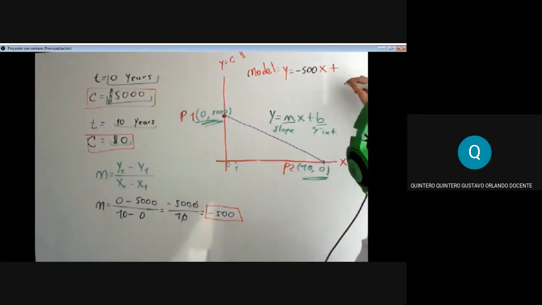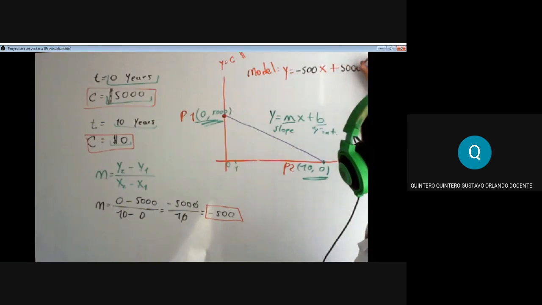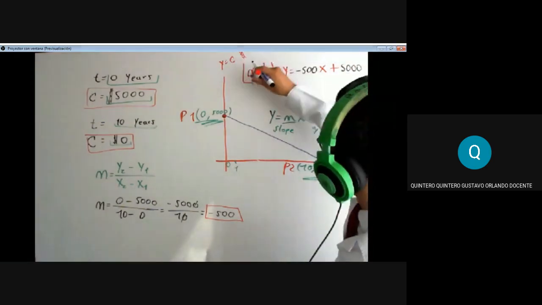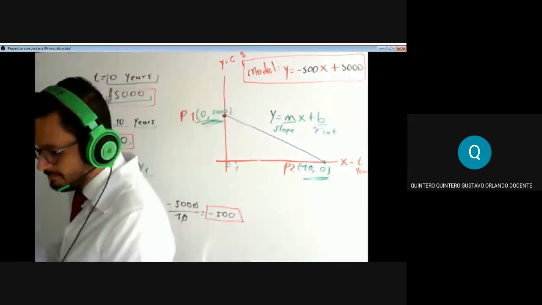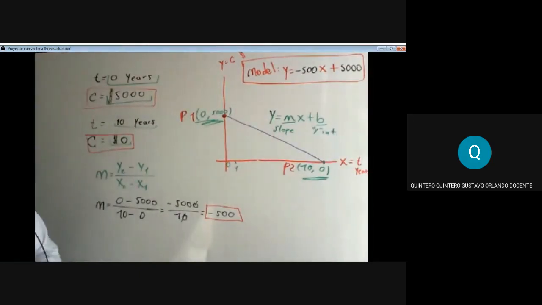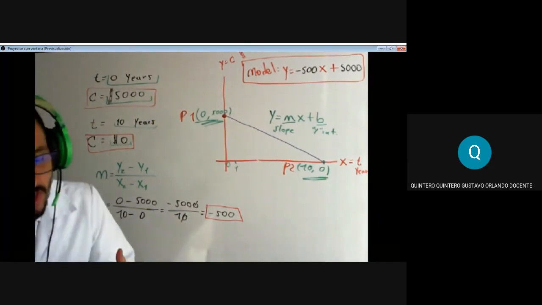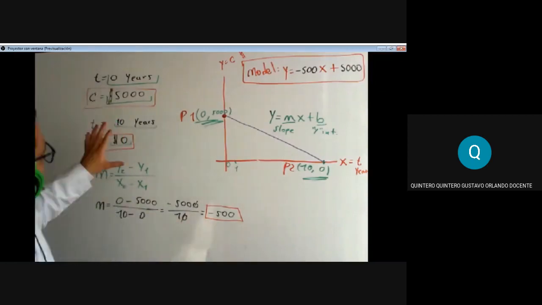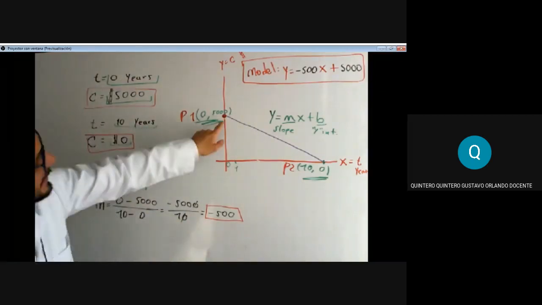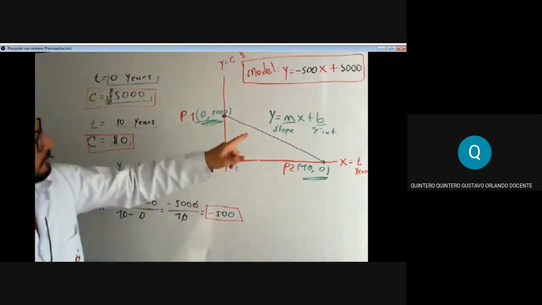Plus 5,000. 1, 2, and 3. This one over here will be the solution of question A, finding the model. There we go. Again, for those of you who don't remember, a model is an equation that expresses the information in this line. All right? So over there, we found the model.